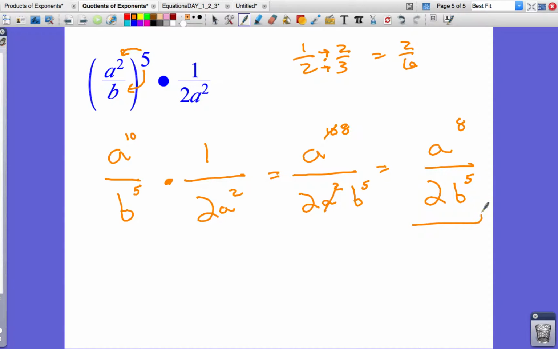This is all the way simplified. I cannot simplify this anymore. I have different bases. I can't simplify this 2 either because there's nothing else to reduce it with on top, so I am all done. Okay, and I believe that's it. That's all I've got for you.